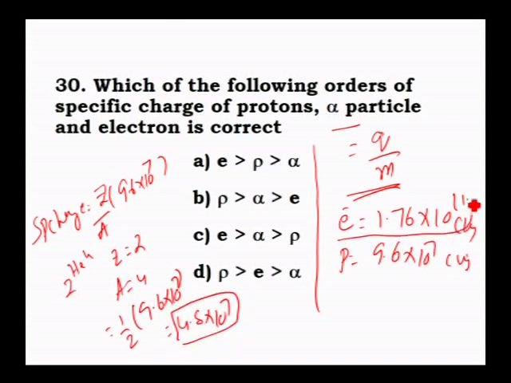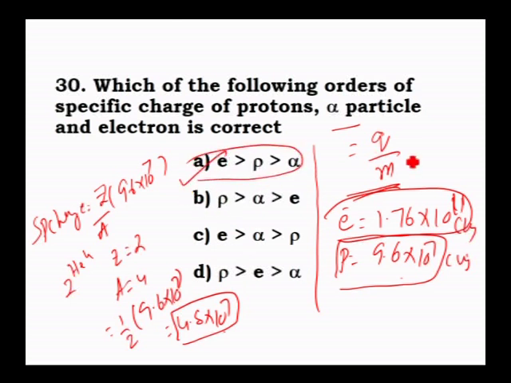Specific charge of electron is 1.76 into 10 power 11, whereas for proton it is 9.6 into 10 power 7. Then the correct order: specific charge of electron is greater than proton, which is again greater than alpha, therefore the first option is correct. Clear? Remember the specific charge formulas: charge by mass, electron value is 1.76 into 10 power 11, for proton it is 9.6 into 10 power 7. For any other charged particle, it will be Z by A times specific charge of proton. Therefore for alpha particle it is 4.8 into 10 power 7, and the first option is correct.